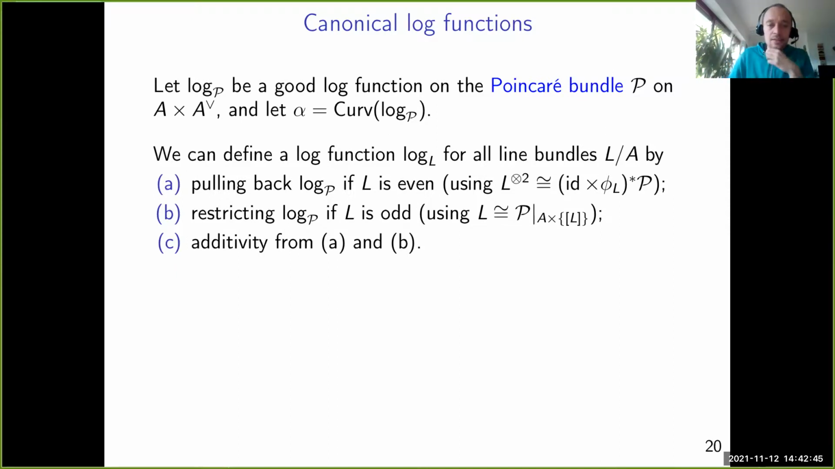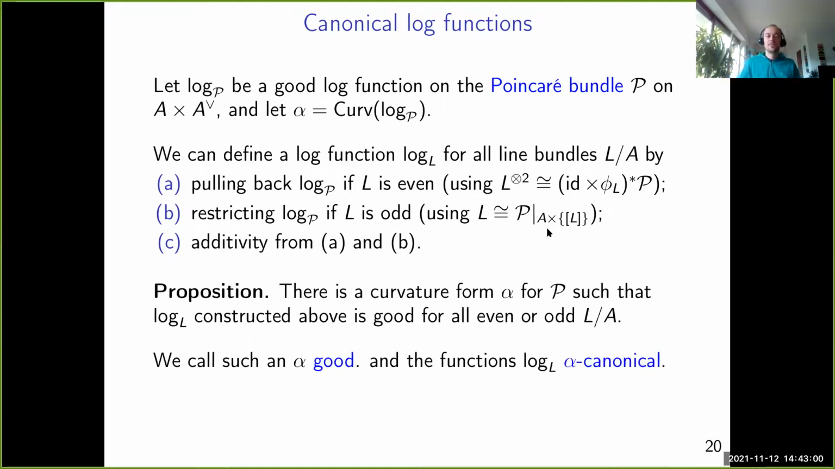So that gives us a way to define log functions log L for all line bundles, except that we don't know that this gives us good log functions, right? This is a canonical way once we fix alpha, but we don't know whether it's good. And then we proved a result that there are curvature forms alpha such that going through this process gives us good log functions on all even and odd line bundles. And there are actually many of them. We call these curvature forms alpha good, and the corresponding log functions will be called alpha canonical.